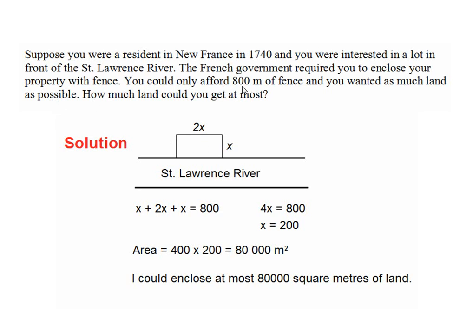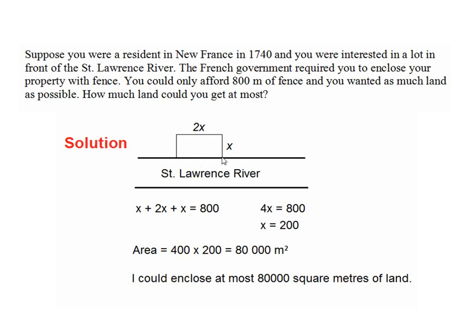You could afford only so long of fence, and you wanted as much land as possible. So how much land could you get at most? You need the greatest area, right? Then you need to enclose this way, a slim rectangle. The length is twice the width. So let x be the width. Then 2x is the length. And the fourth side should not be enclosed, because it is in front of the river.